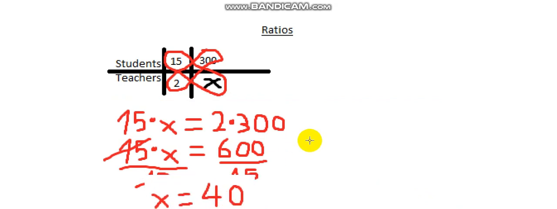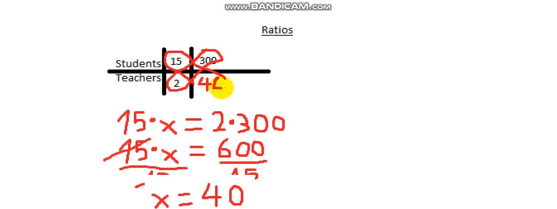Again, I did that by making sure that the cross product is equal. So 15 times x needed to be equal with 2 times 300. That is for normal ratios. If you look at the quantities here, let's put in what we found. The teachers are 40.